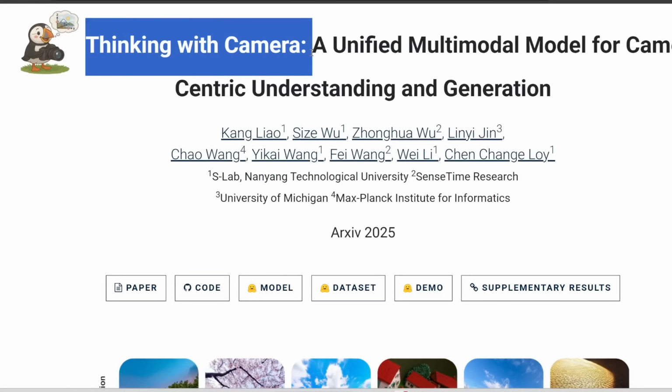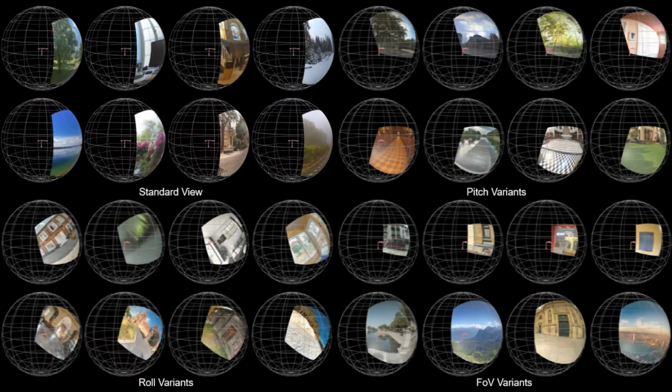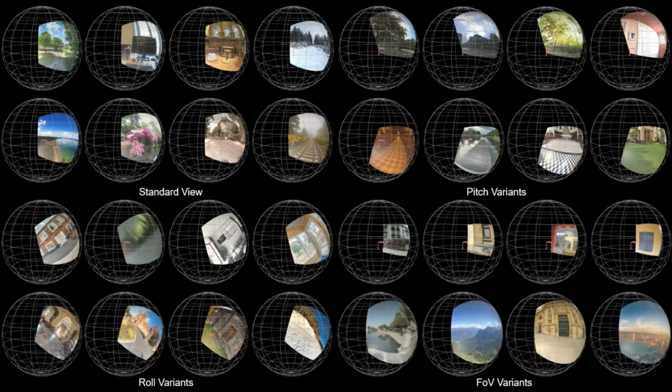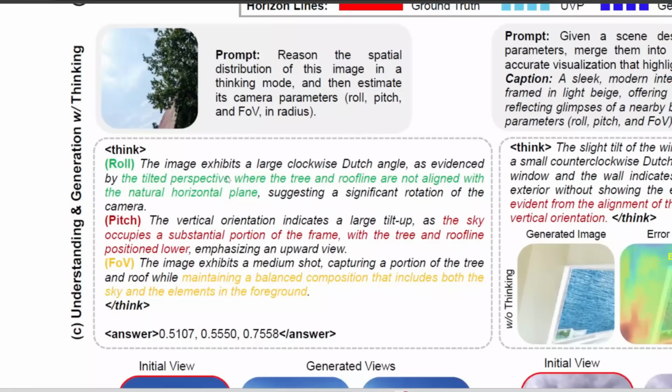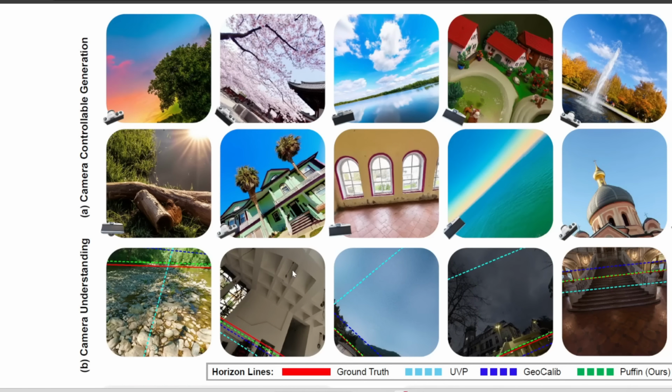Next up, this AI is a bit different. It's called Thinking with Camera. The model is also called Puffin, and this is basically a unified AI model that can understand and generate images based on camera perspective and spatial information. So it combines vision, language, and camera data into one unified model, which allows it to think about different camera settings and layouts. So for example, you can feed it an image and ask it to estimate its camera parameters such as roll, pitch, and field of view, and because it's trained on this camera data, it's able to understand all these specs. And because of that, you can also get it to generate images based on a specific camera angle or perspective or field of view.